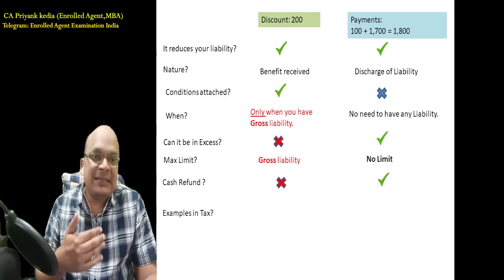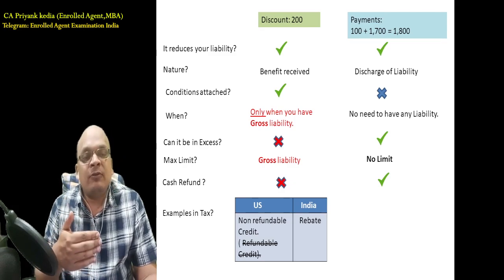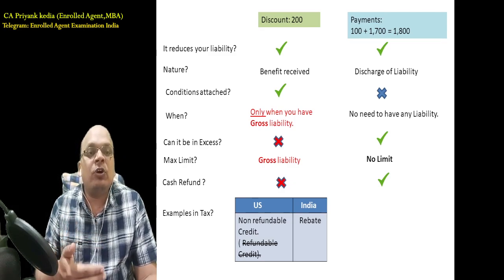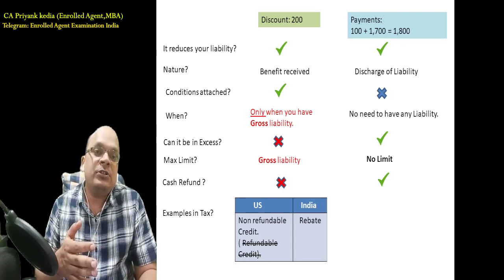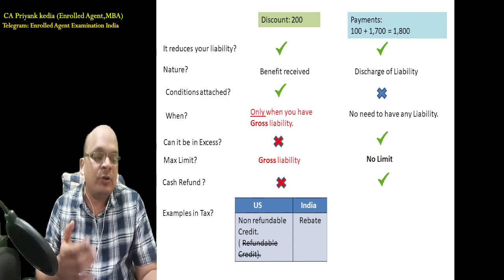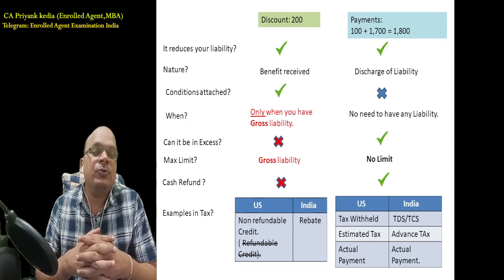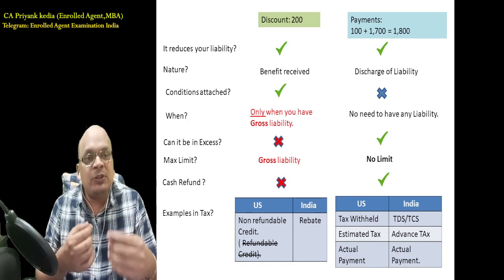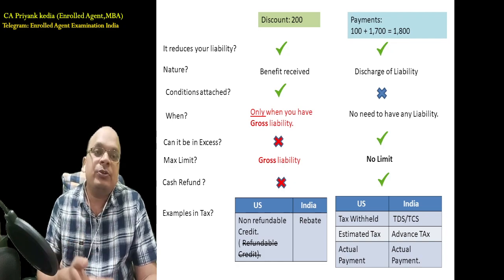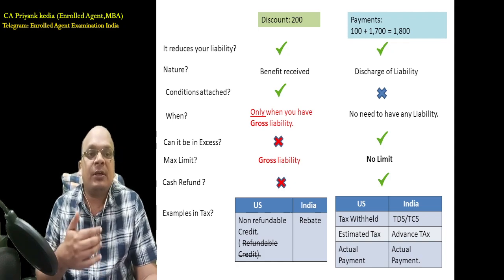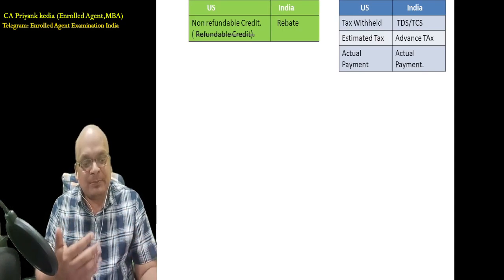What are the examples and tax for the same items? You can simply relate that all the features which we have discussed for discount exist in the case of non-refundable credit. We'll discuss that in the next slide. And in India, the same item can be related to the concept of rebate. In the payments, the table shows you the items or terminologies used in US and in India. US are considered as payment, and that's why they have the same features which we discussed above for the payment topic.